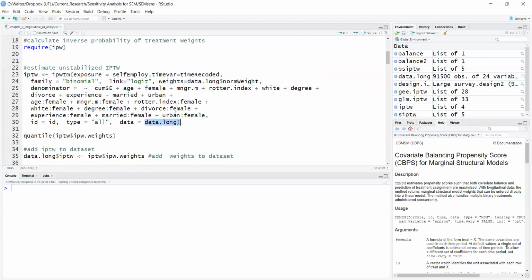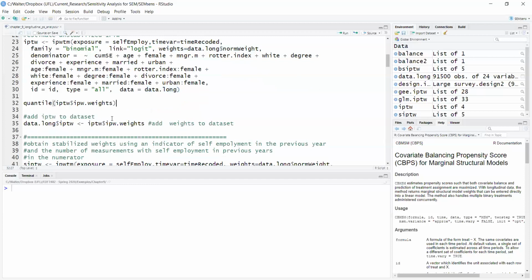This data set has as many rows as there are person by wave combinations. So here the data set has 91,500 observations, meaning that there are 9,150 participants measured at 10 times.